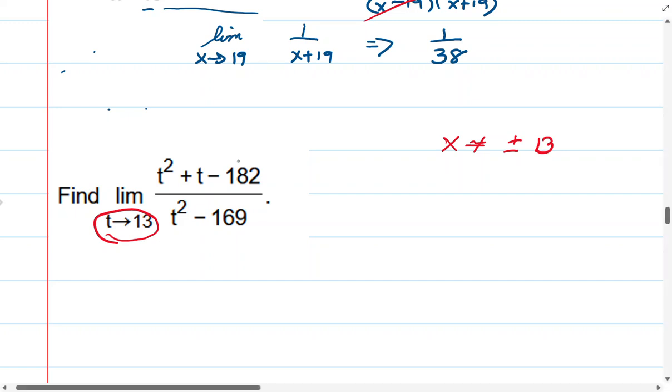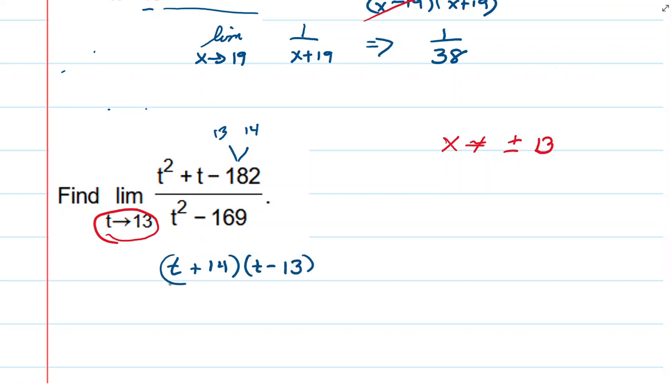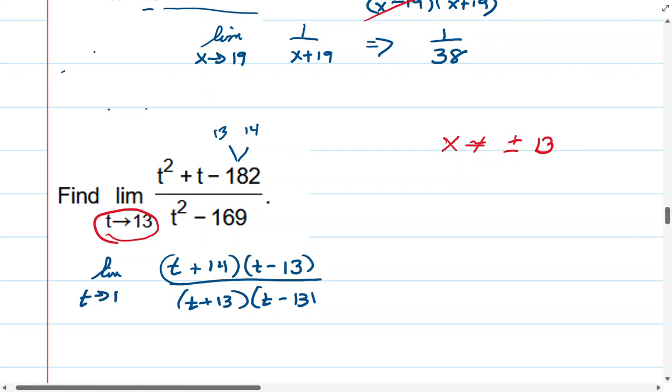And this one is 13 times 14, plus or minus. So I'm going to have t, and I need it positive, plus 14 times t minus 13 over t plus 13 times t minus 13, because it's a difference of perfect squares. Is that confusing to everybody? And of course, I'm taking the limit as t approaches 13.